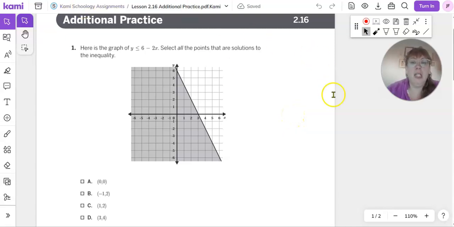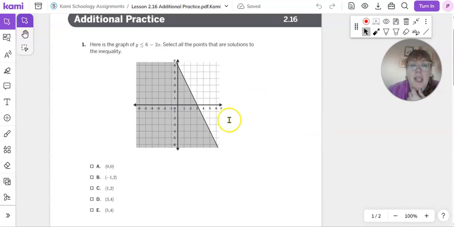All right, my friends, we're looking at some additional practice here for lesson 2.16, looking at these two variable inequalities. This is in Kami, so you can use these tools over here on the left, and then when you're done, make sure to hit turn in the top right corner.